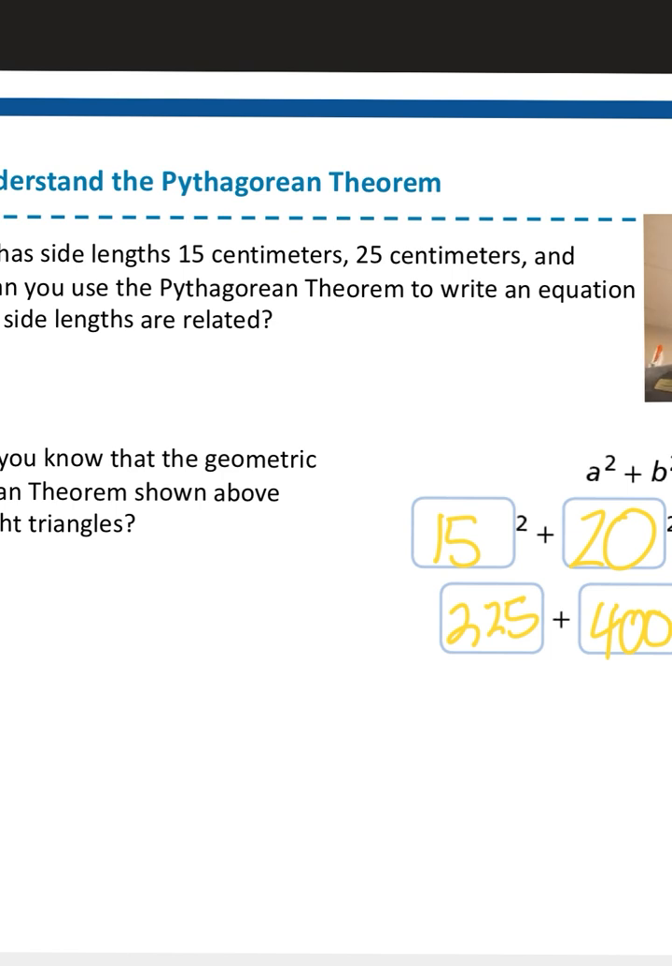So for the sake of this example, we weren't really solving anything. We were just proving the Pythagorean theorem, right? We were just showing that a squared plus b squared equals c squared. But we could continue if we needed to. We could add these two numbers together, and we see that 625 is equal to 625.